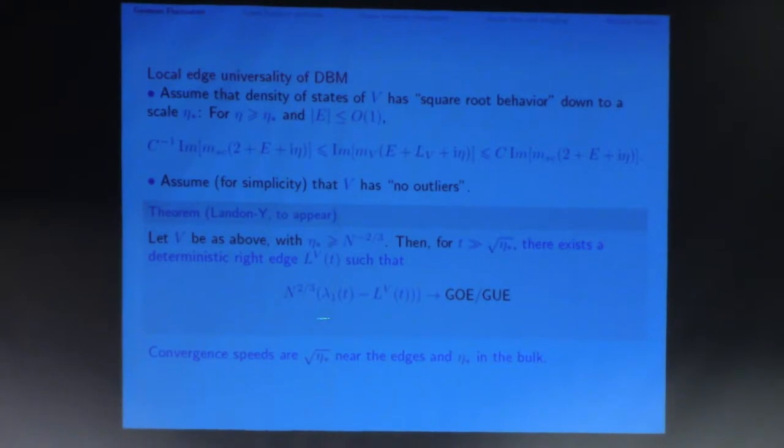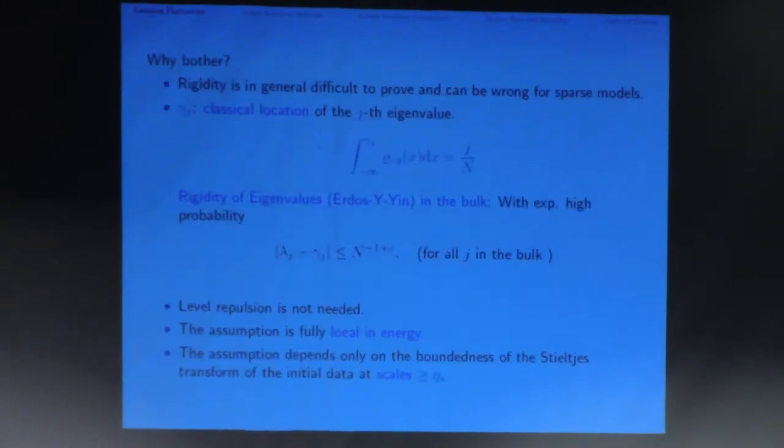And it's the same as the previous theorem, just with eigenvalues at the edge. So the convergence rate is the square root of eta star near the edge, and eta star in the bulk. I will explain later where this square root of eta star comes from.